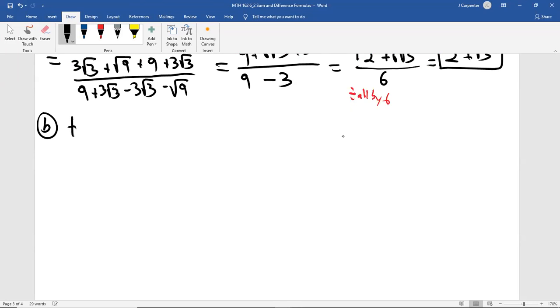All right, tangent of 15 degrees. We might get one more problem in after this. We'll see.